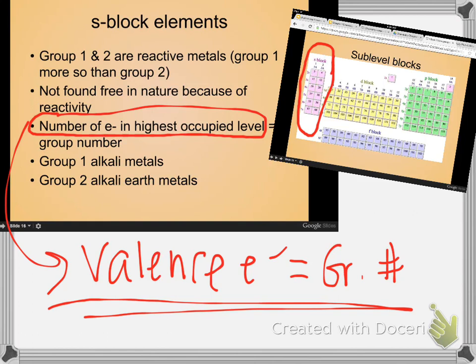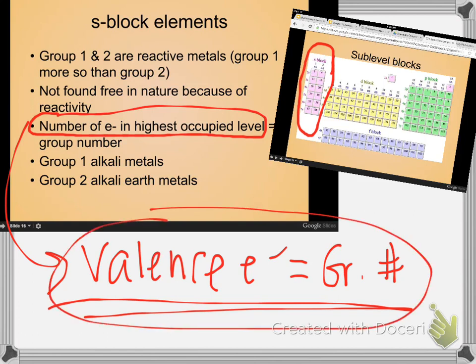Because when we start doing compound formation, you have to immediately know, oh, well, that's oxygen. It's going to gain 2 electrons. Oh, that's sodium. It's going to give up 1 electron. That has to be totally second nature. And the first thing that allows you to do that is knowing how many valence electrons something has based on the group it's in. So for group 1, 1 valence electron. Group 2, 2 valence electrons.